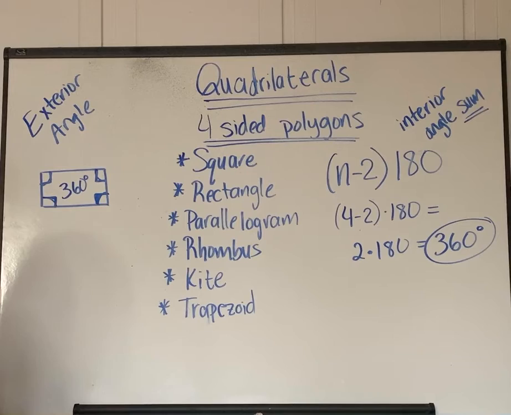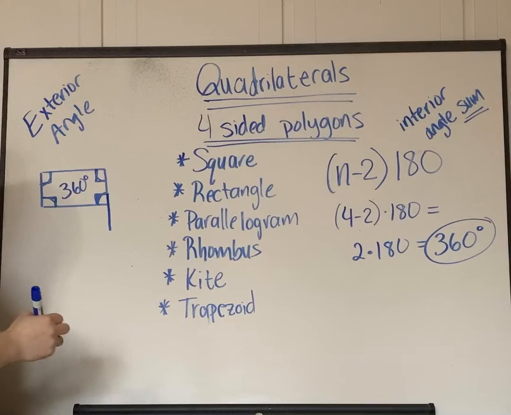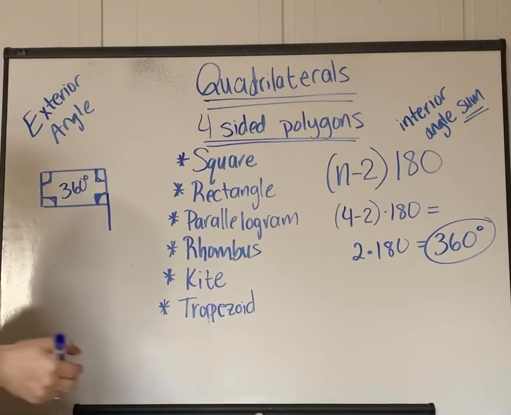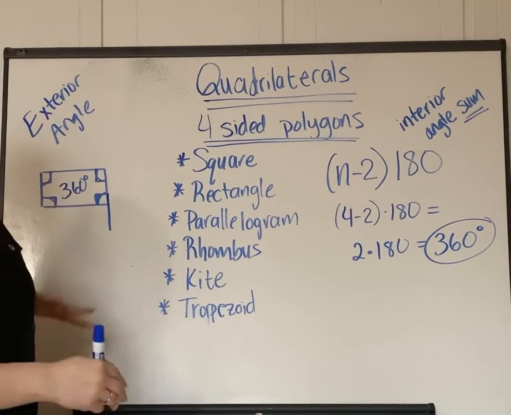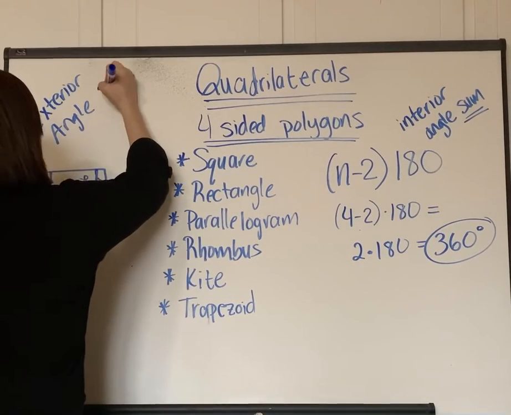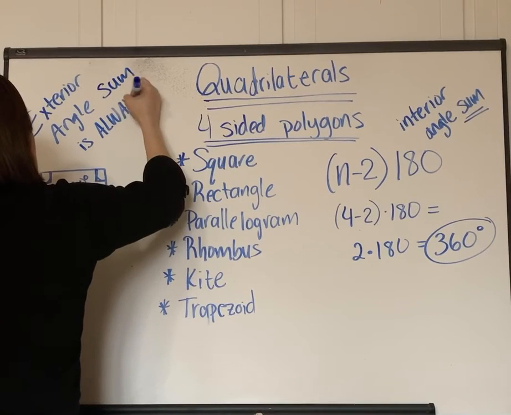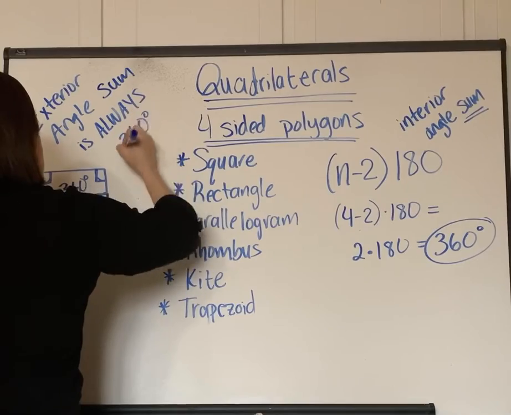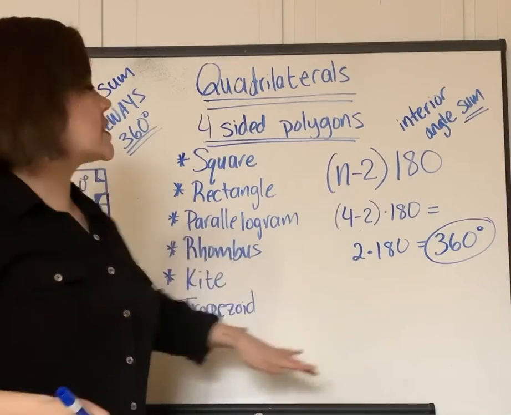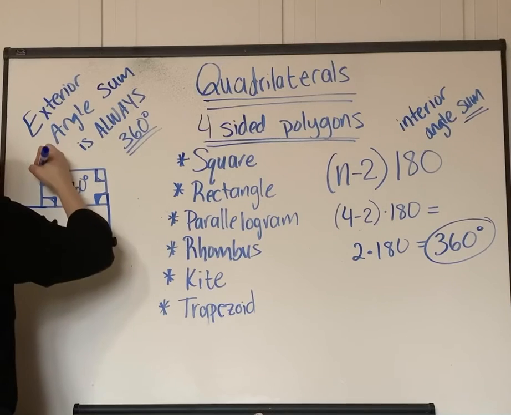But exterior is if you extend a side and look at the angle that it forms on the extended side, so it's not as obvious. And a lesson before, again, it was mentioned that it doesn't really matter the number of sides. The exterior angle sum is always 360, okay? Regardless of the number of sides, this makes sense on this one here.